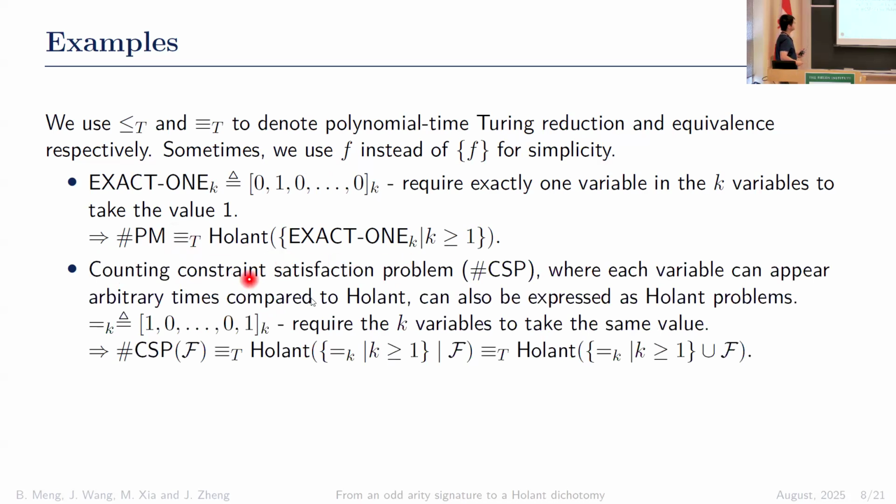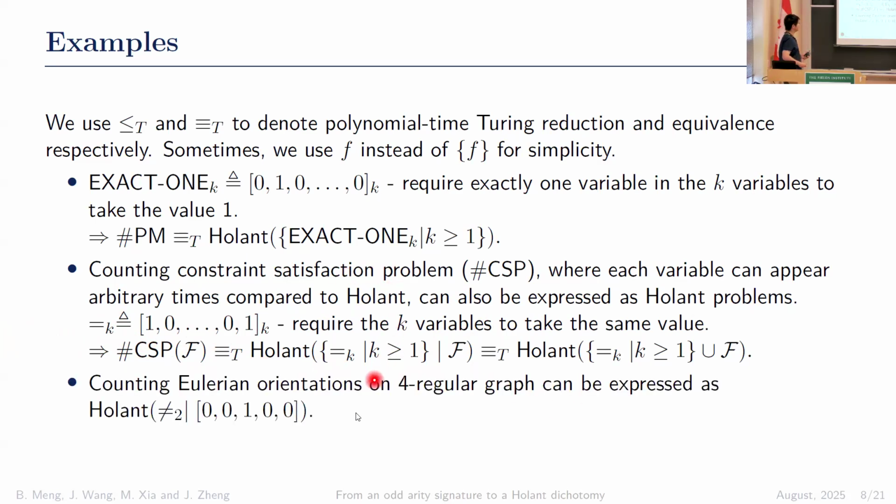Also, counting constraint satisfaction problems, which is another counting framework. Each variable can appear arbitrary times compared to Holant, but it can still be expressed as a Holant problem. We just need to replace each variable with equality-k signatures to make the k variables that appear exactly twice equal. So in this way we can turn a #CSP problem into a Holant problem.